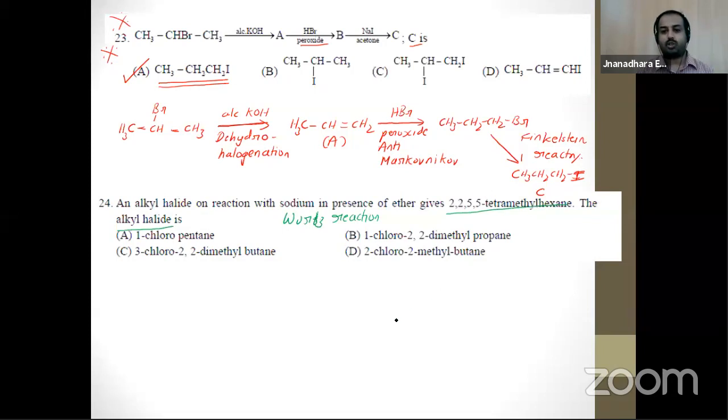It's a hexane, so I write 6 carbons, 1, 2, 3, 4, 5, 6. Then it says 2, 2. At the second position, there are 2 methyl groups. And even at the fifth position, there are 2 methyl groups. This is the product alkane, and you're supposed to figure out what reactant upon Wurtz reaction in dry ether gives you this.